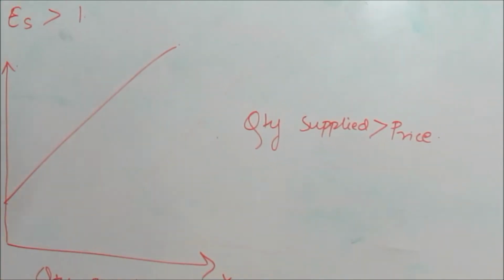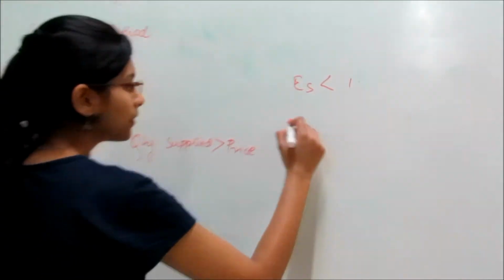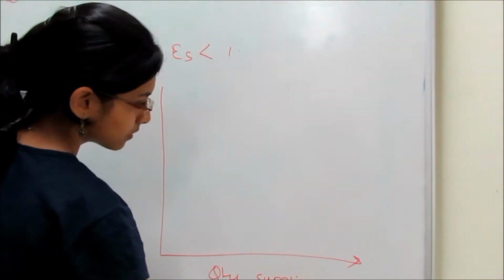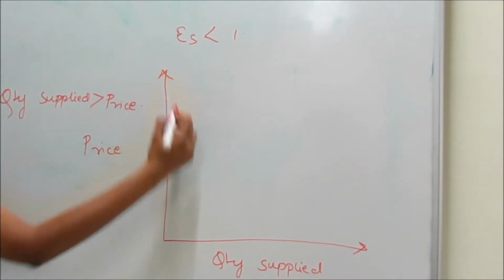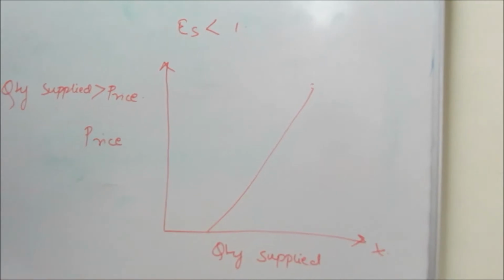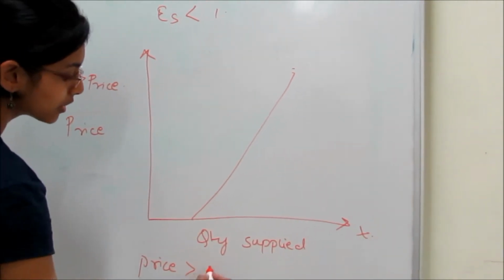Now also we look at a third situation in which ES is smaller than 1, in which if this is the quantity supplied and this is the price, then the graph will start from the x-axis and it will be a linear graph, but the difference is that the price is greater than the quantity supplied.